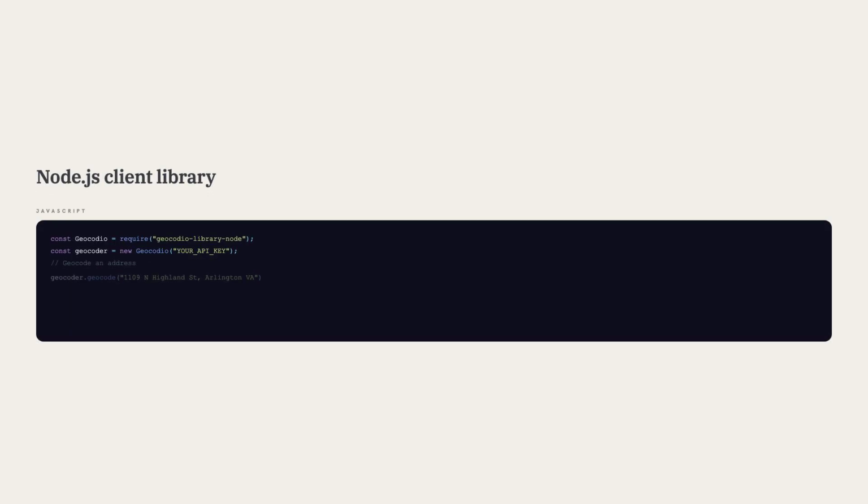The Node.js library works similarly. Initialize the Geocodio client, then call the geocode method with your address string. Handle the response with a promise.